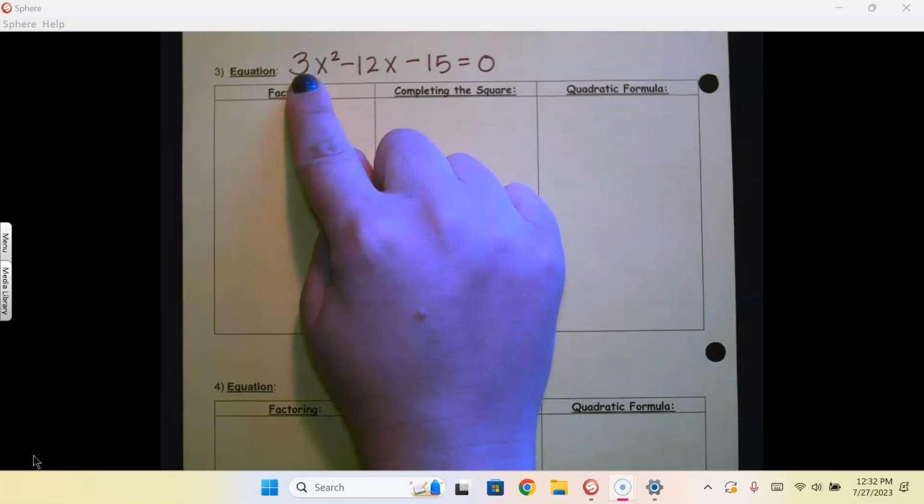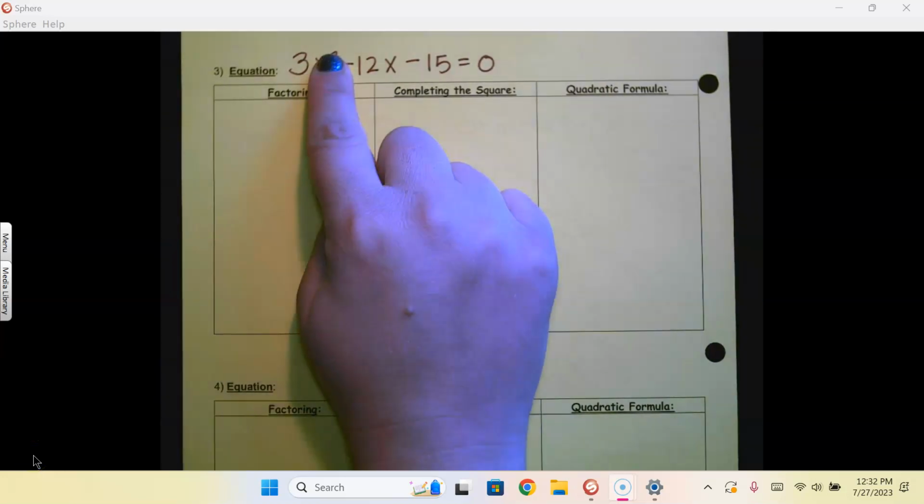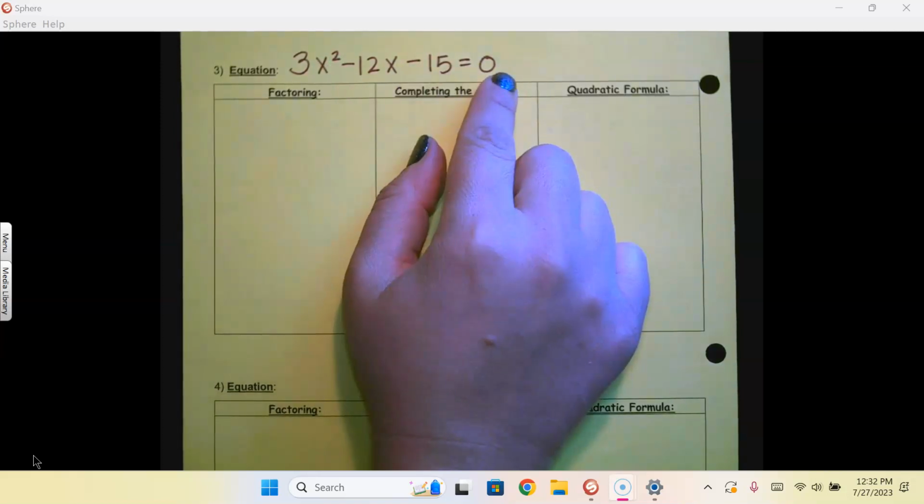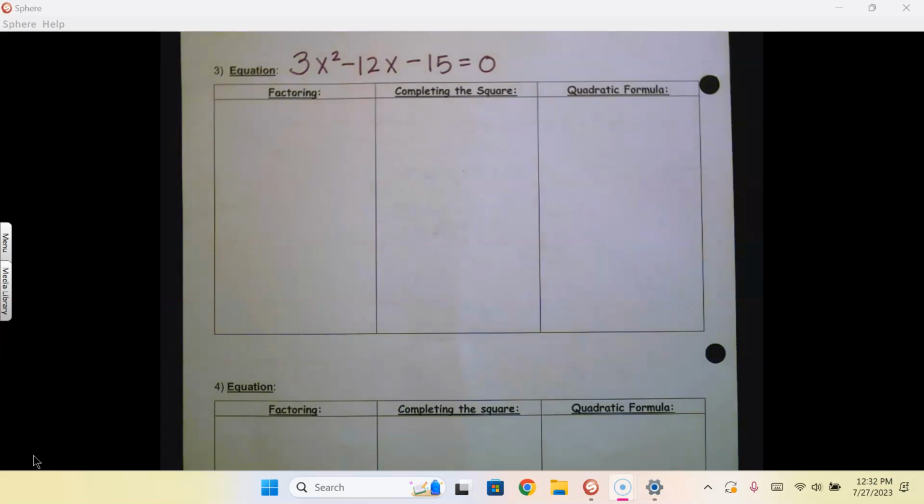All right, we're going to go ahead and solve 3x squared minus 12x minus 15 equals 0. And we're going to try to see if we can solve it algebraically 3 different ways. So let's go ahead and try factoring. So to factor, it has to equal 0, which it does.